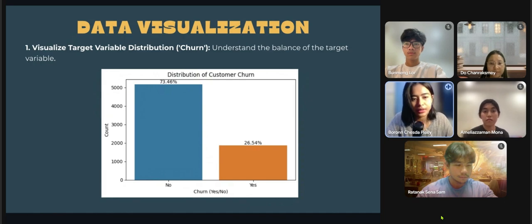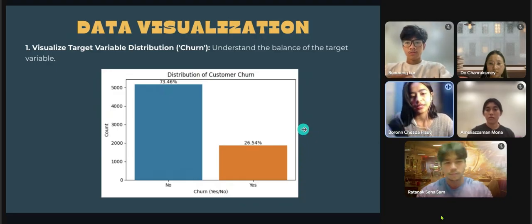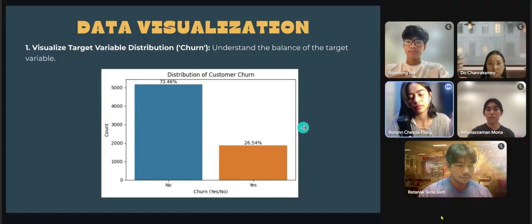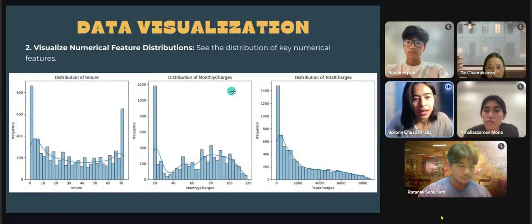If you take a look at these visualizations, we visualize the target variable distribution, churn, to understand the balance of the target variable. According to this graph, more people decided not to stay longer in the apartment, while only 26.54% agreed to stay longer.